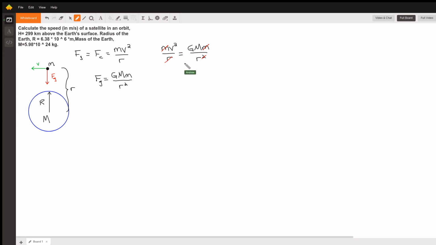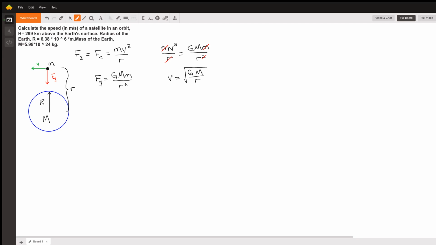And then the last thing that we have to do is simply take the square root of both sides. And we see that the velocity of the satellite is going to be the square root of G, the gravitational constant, times M, the mass of the planet it's orbiting around, in this case Earth, and then divided by r.